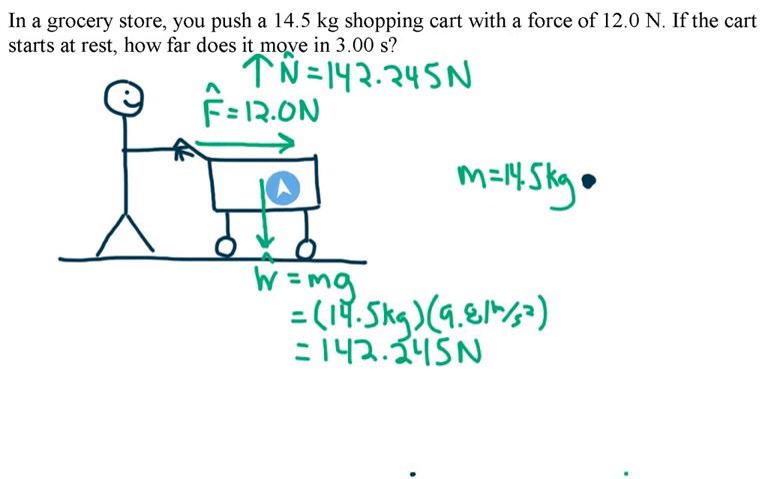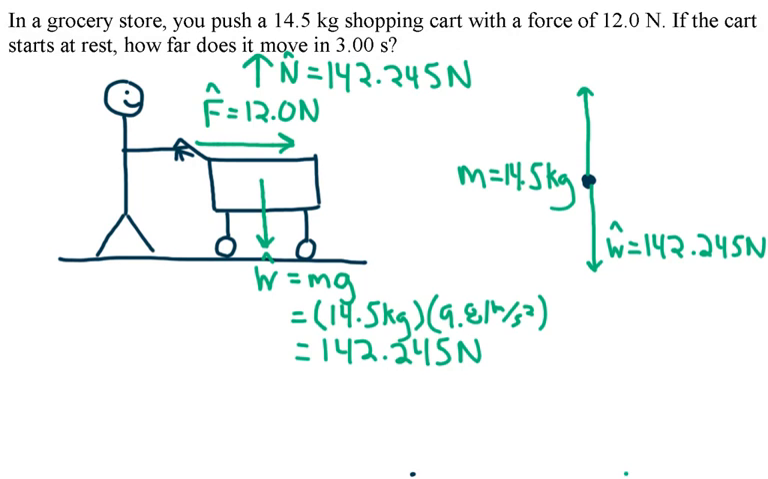Now we want to draw all the forces on this single point. So we have the weight, acting straight down. The weight we know is 142.245 newtons. We know that there is a normal force, because this point is not accelerating up or down. The normal force is acting straight up.